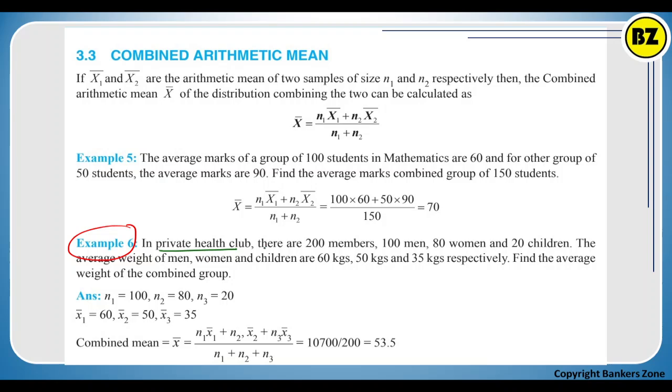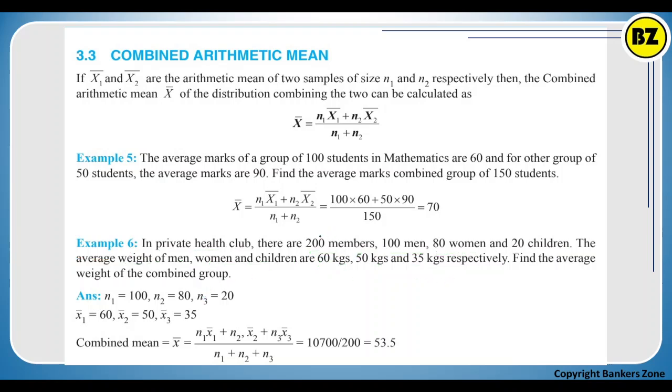In a private club, there are 200 members. 100 are men, 80 are women, and 20 are children. The average weight of the men, women and children is given as 60, 50 and 35 respectively. Find the average weight of all. Again very simple, right?